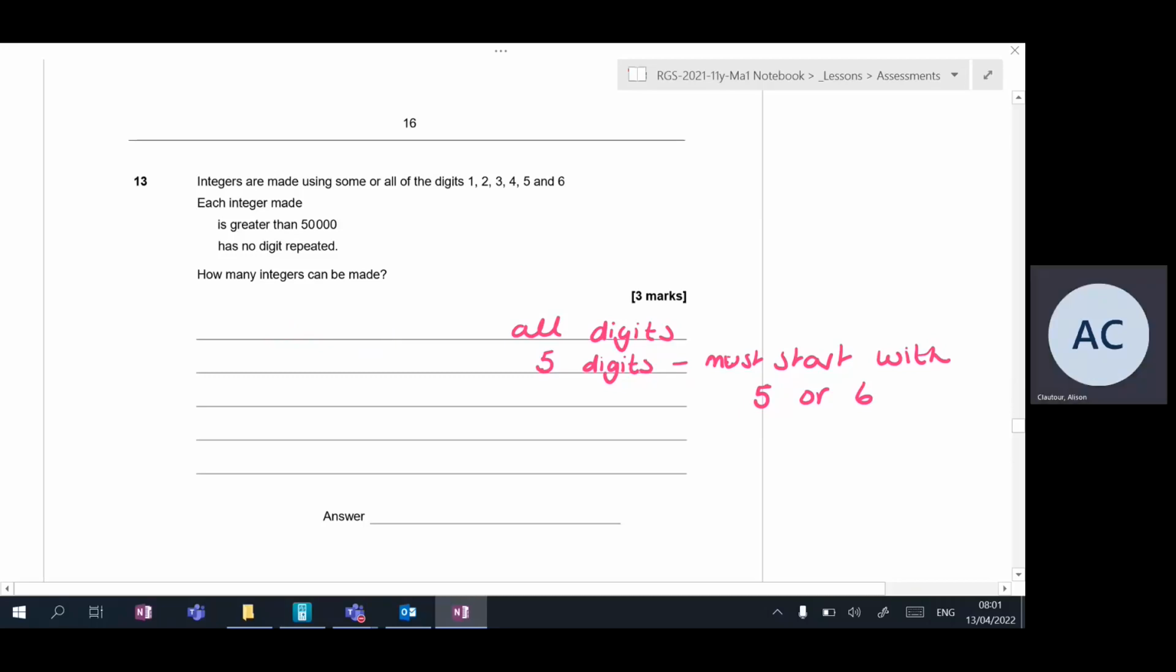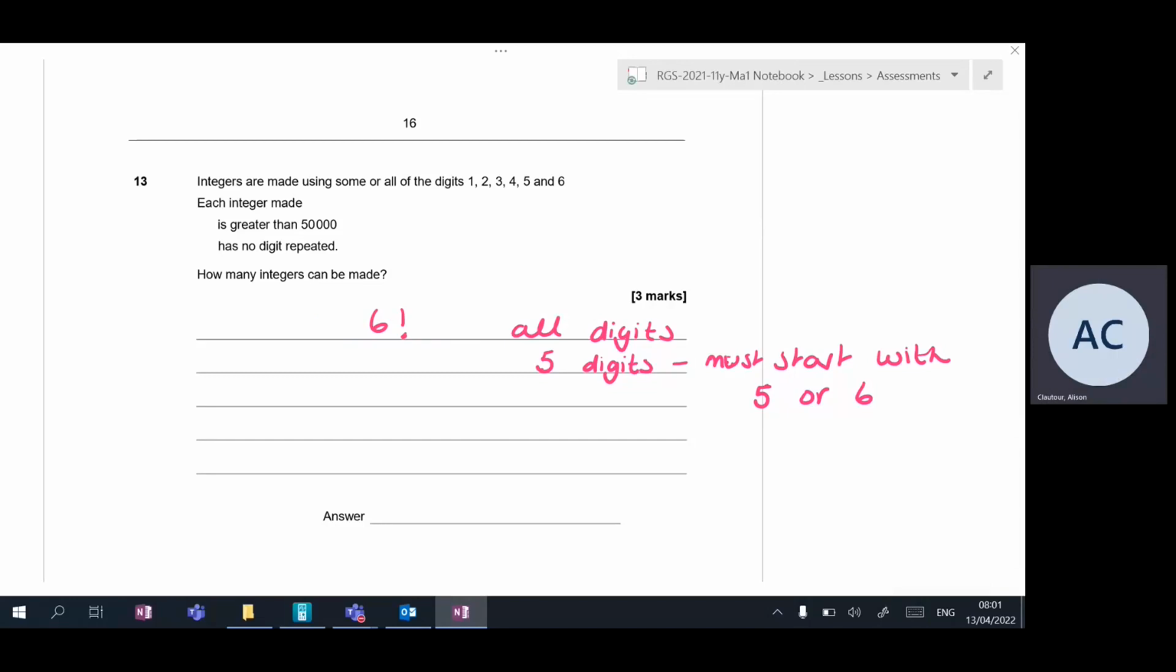So if we are using all the digits, okay, let's think about our options. We've got 6 ways of picking the first number. Okay, and then we can't pick a 6 again, so we've only got 5 left. Then we've got 4, then we've got 3, then we've got 2, then we've got 1. So in other words, we have got 6 factorial ways of ordering those 6 numbers to use all the digits.